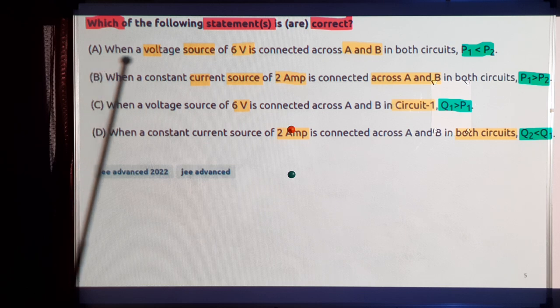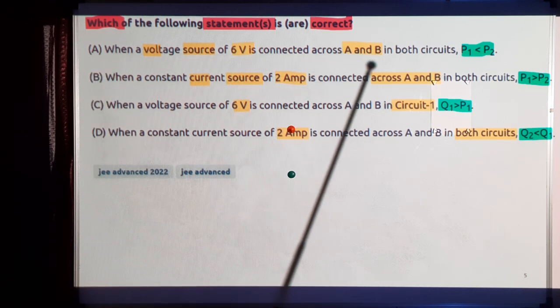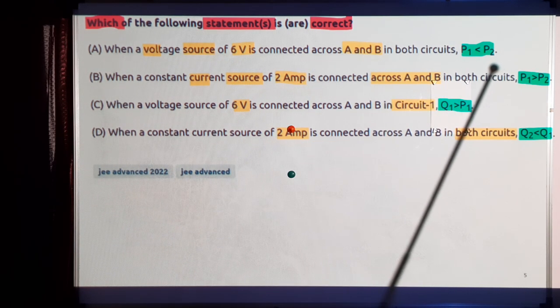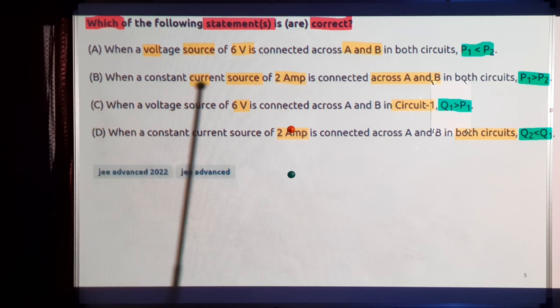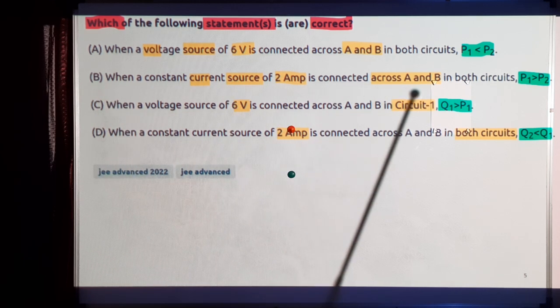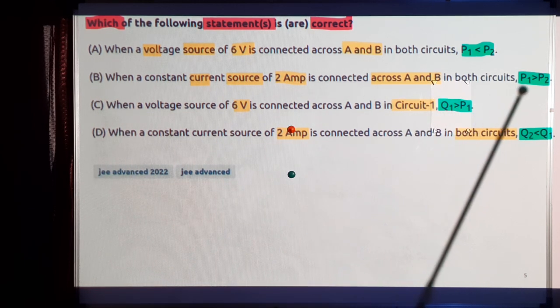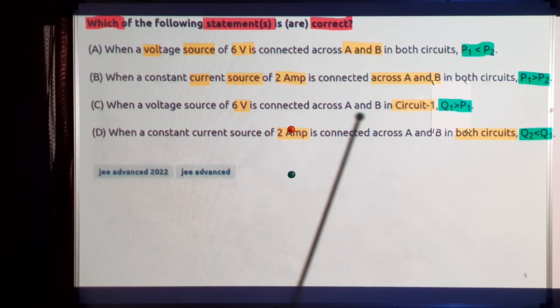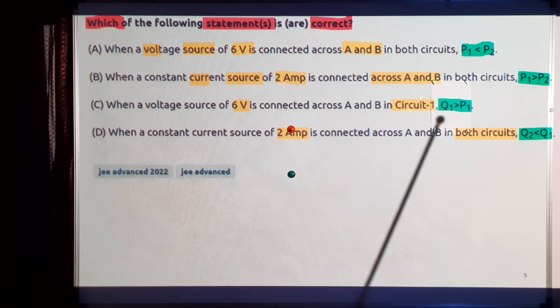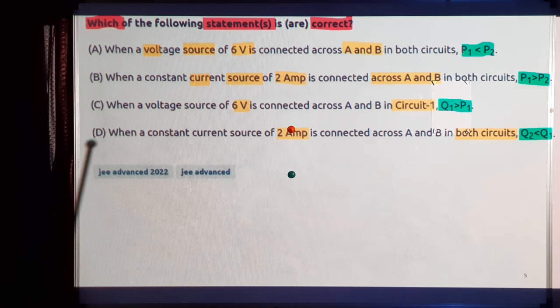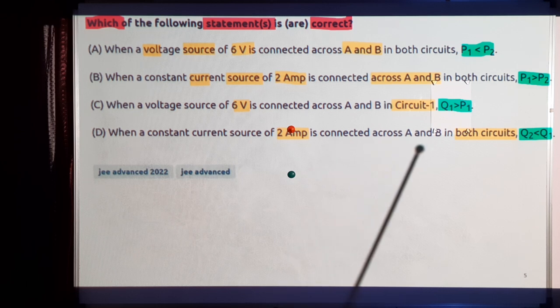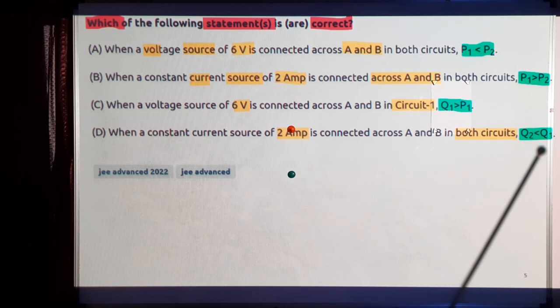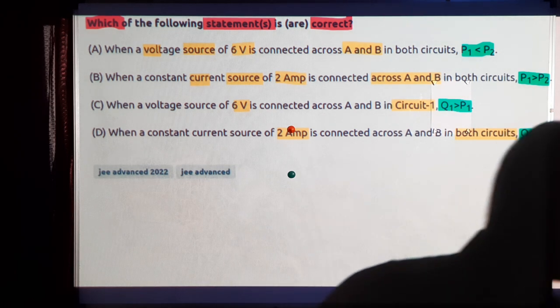Statement A, when a voltage source of 6 volts is connected across A and B in both circuits, P1 less than P2. B, when a constant current source of 2 amps is connected across A and B in both circuits, P1 greater than P2. C, when a voltage source of 6 volts is connected across A and B in circuit 1, Q1 greater than P1. Statement D, when a constant current source of 2 amps is connected across A and B in both circuits, Q2 is less than Q1. You can pause and attempt this question.